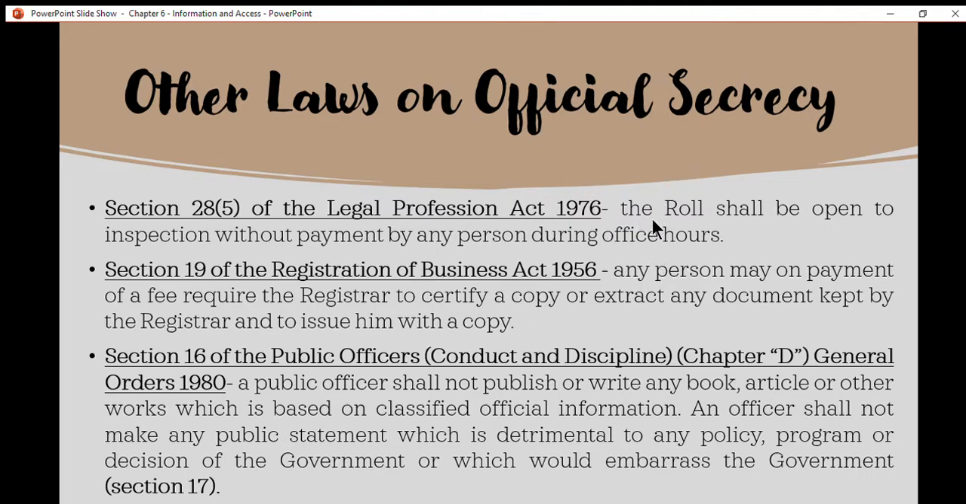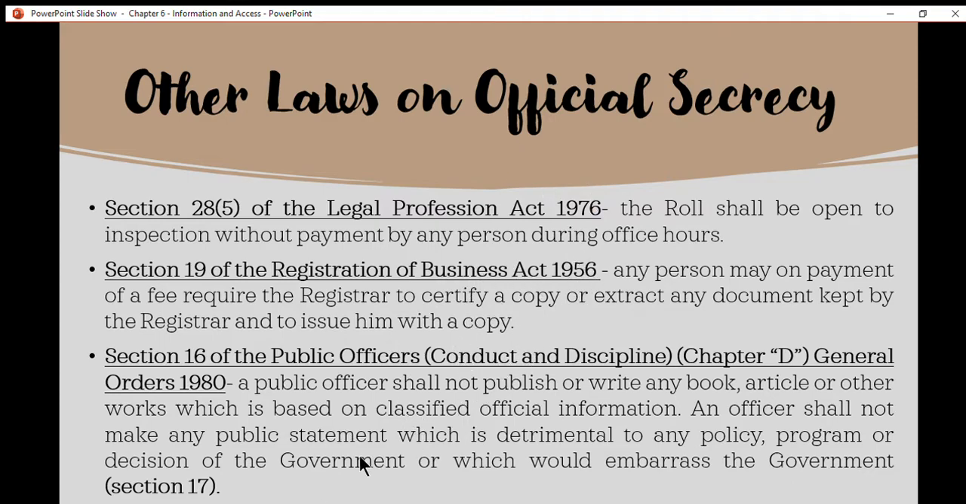So, according to these provisions, the roll shall be open to inspection without payment by any person during office hours. So, this is not considered an official secret, because it can be requested for further inspection. Based on Section 19 of the Registration of Business Act 1956, any person may, on payment of a fee, require the registrar to satisfy a copy or extract of any documents kept by the registrar and to issue him with a copy. So, one may have a copy of the documents also, based on these statutes.